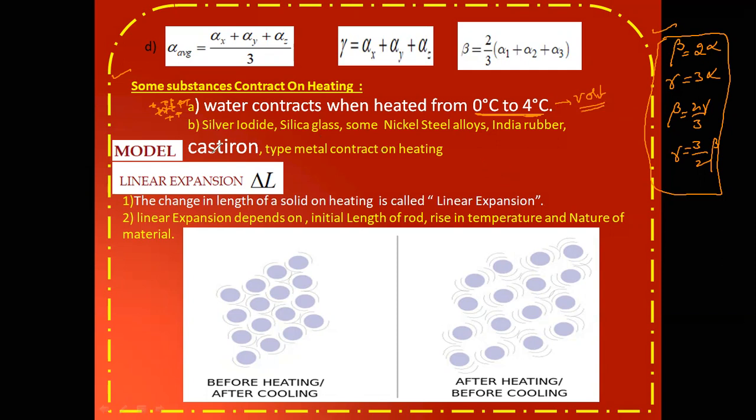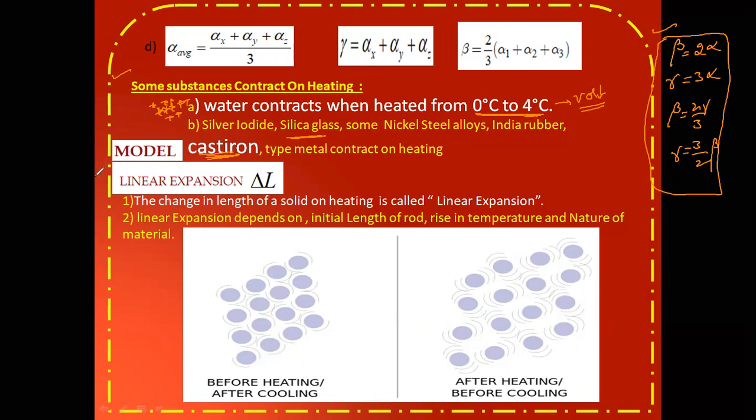One more example is cast iron, and silica glass is another example. That means all substances will not expand on heating. Some substances also contract on heating. That is a very important point.